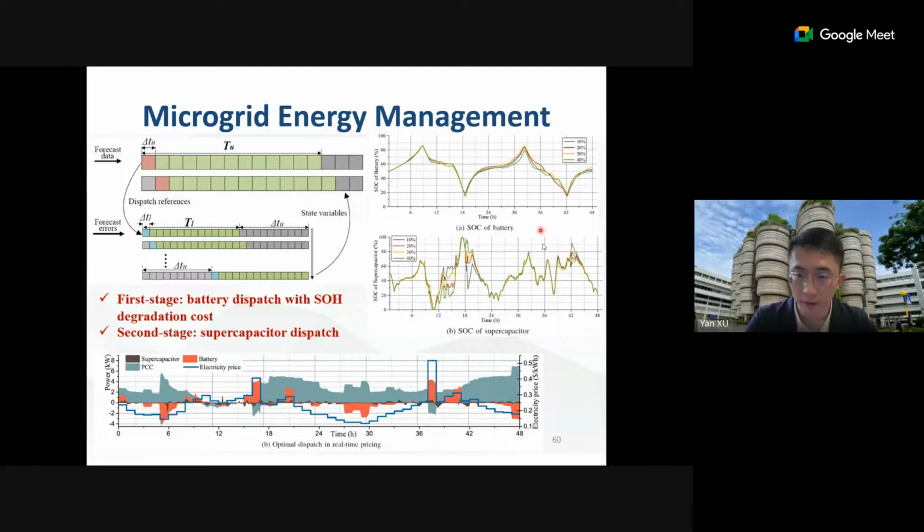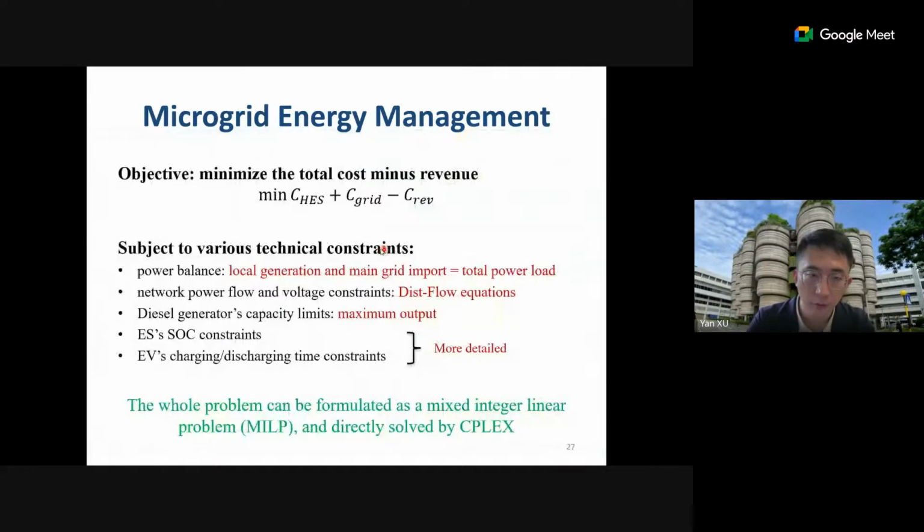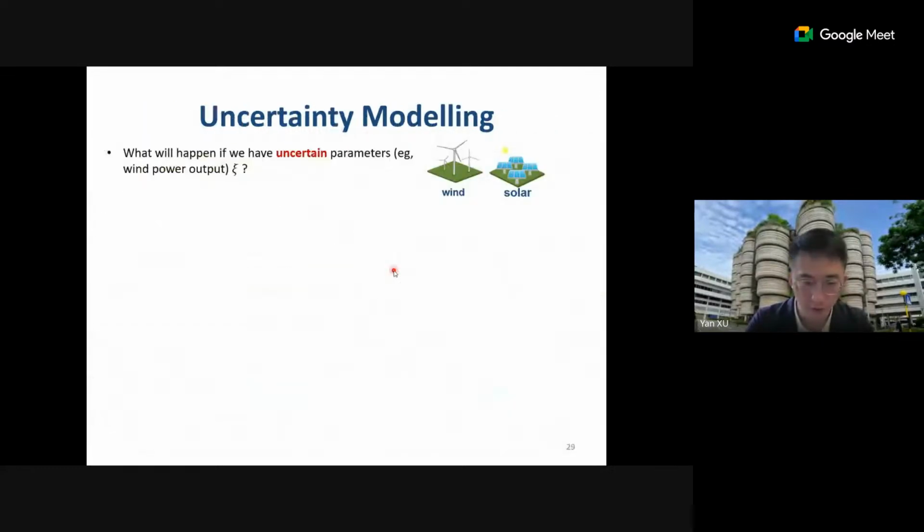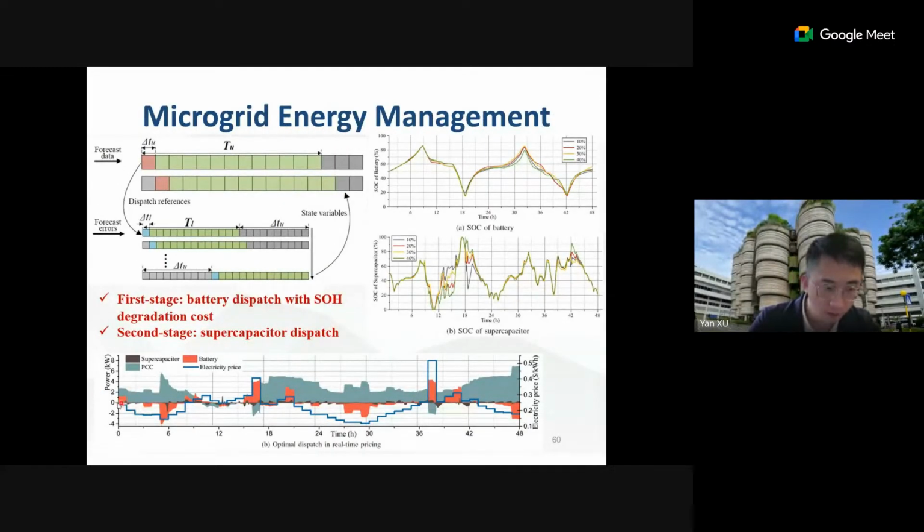Okay, now here let me show you some dispatch results. We actually consider the dynamic electricity price, because in the end we want to buy cheap electricity and then sell to our customers. So you can see here the electricity price is shown in the red and blue dashed line. So you can see over a day, over 24 hours, it's always varying.